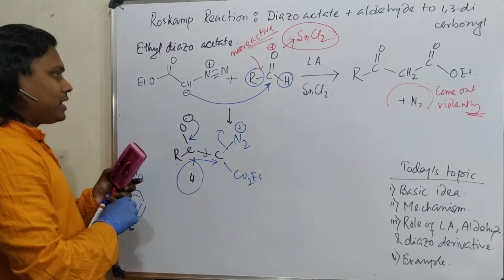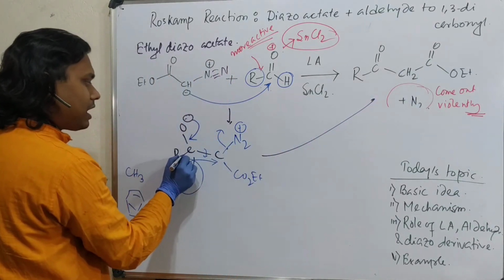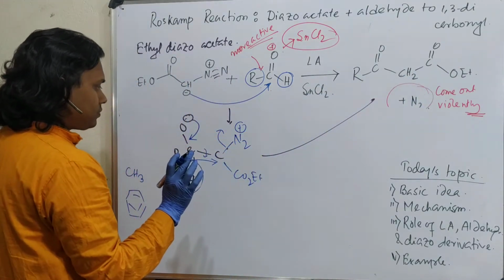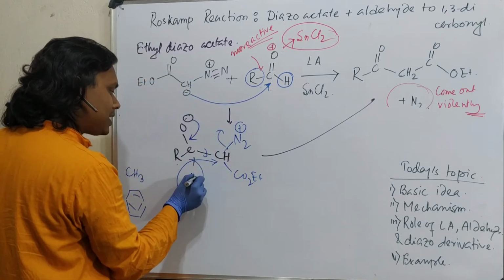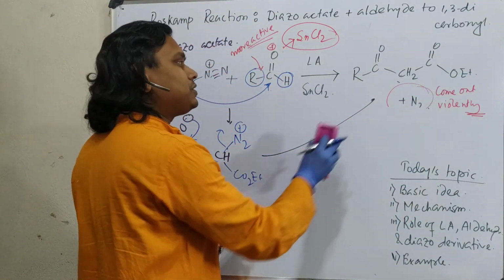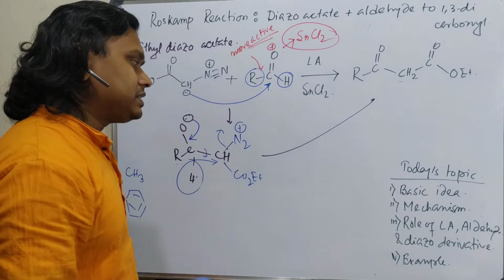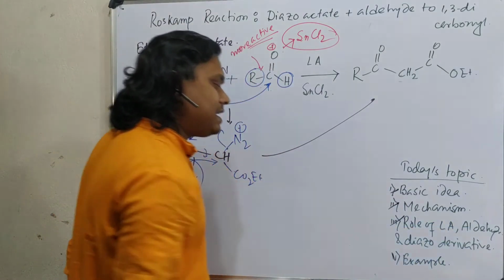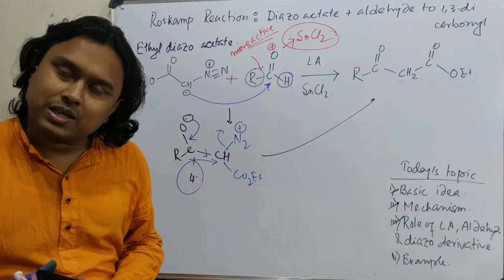So in this case, what does it result in? It results in this carbonyl, R C double bond O, CH2. Sorry, I forgot to mention, there was one hydrogen previously, now one hydrogen migrated, so ultimately CH2 plus OEt plus hydrogen. So this is the overall mechanism. Now we have discussed the basic idea, mechanism, and role of the Lewis acid, aldehyde and diazo derivative. Now let's discuss a little bit about other diazo substituents.